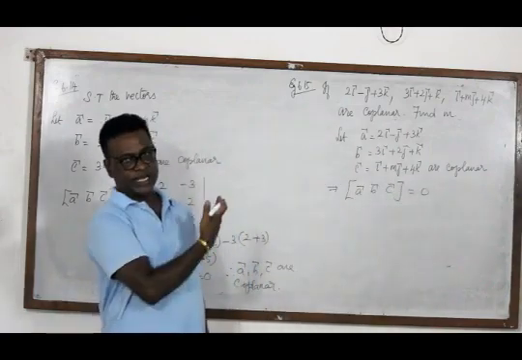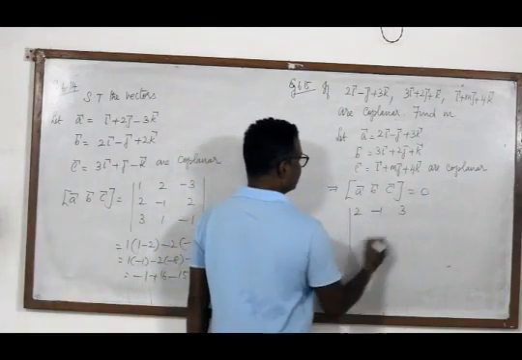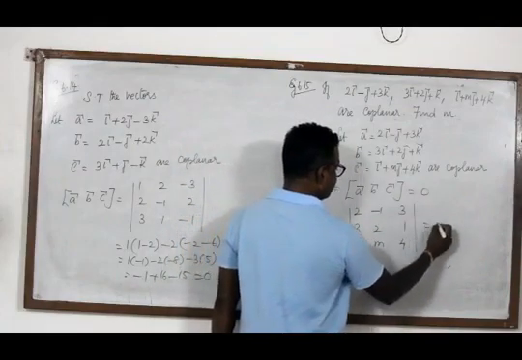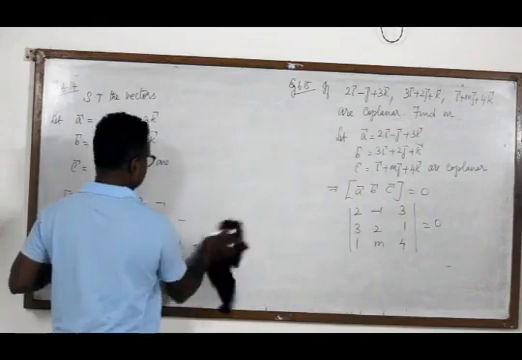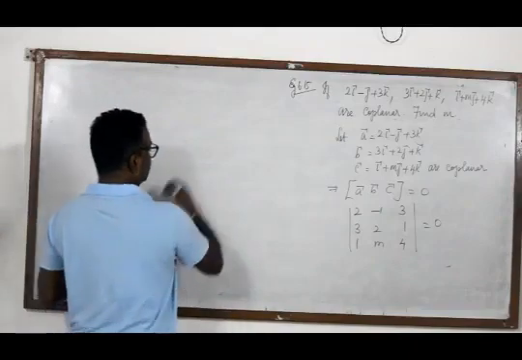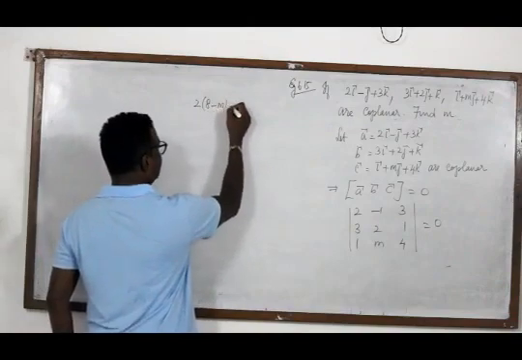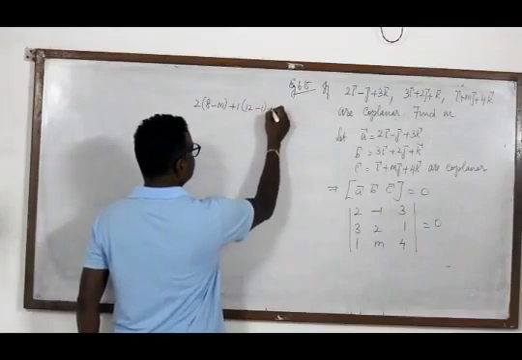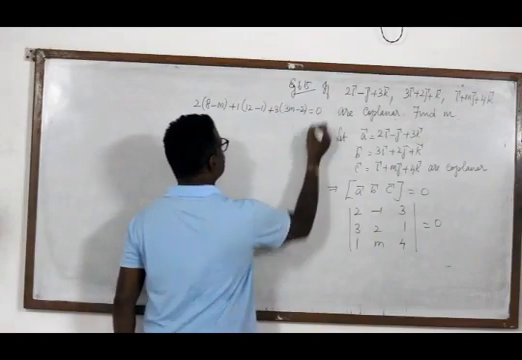The 3 vectors are coplanar, so the box product is 0. Box product means determinant, isn't it? 2, minus 1, 3; 3, 2, 1; 1, m, 4. This is equal to 0. On expansion, it is 2 into (8 minus m) plus 1 into (12 minus 1) plus 3 into (3m minus 2) equal to 0.